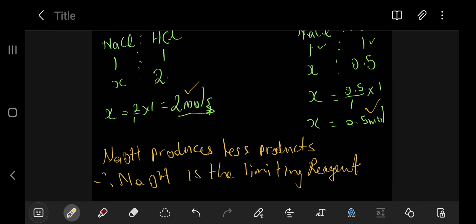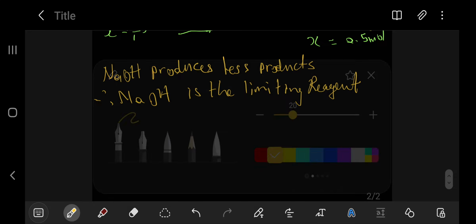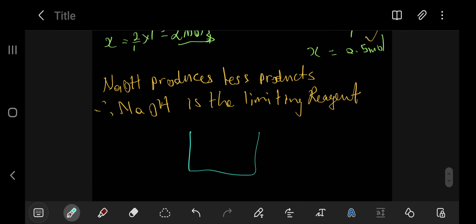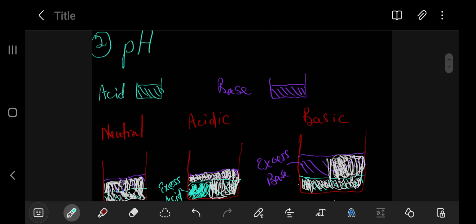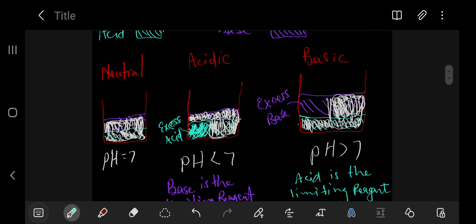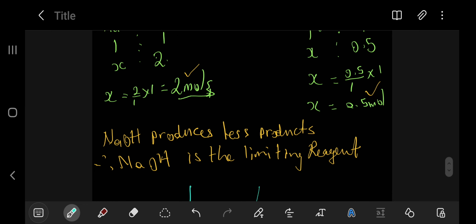So now we can come up with a conclusion that we have a situation number 2, whereby the base is the limiting reagent, right? And what does that imply about the resulting solution? It means we have excess acid, right? And if we have excess acid, then it means the resulting solution is acidic.